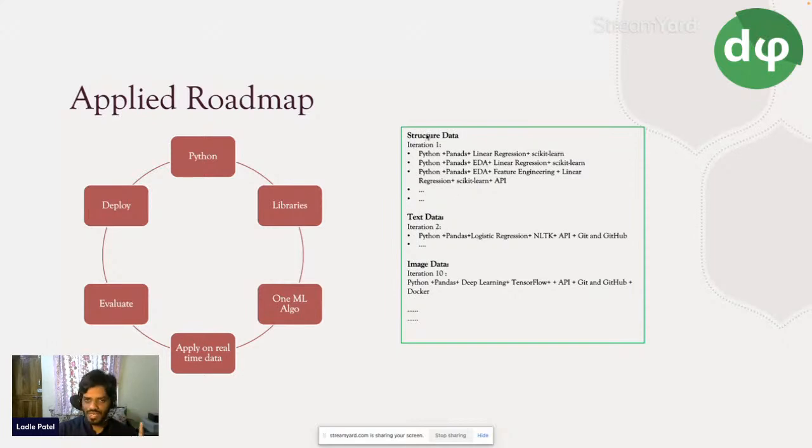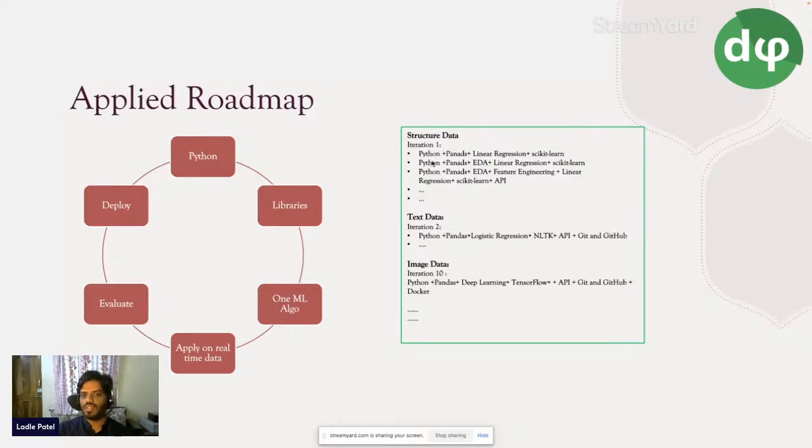Structured data, you choose one data set. In summary, data scientists work on either structured data, text data, or image data. Image data could be videos also. So at a high level, they work on these kinds of data sets only. Again, there are domains, and some of the approach differs from domain to domain, but this is like a standard template. So you learn Python, pandas, linear regression, scikit-learn, build a simple model, and then have a notebook.